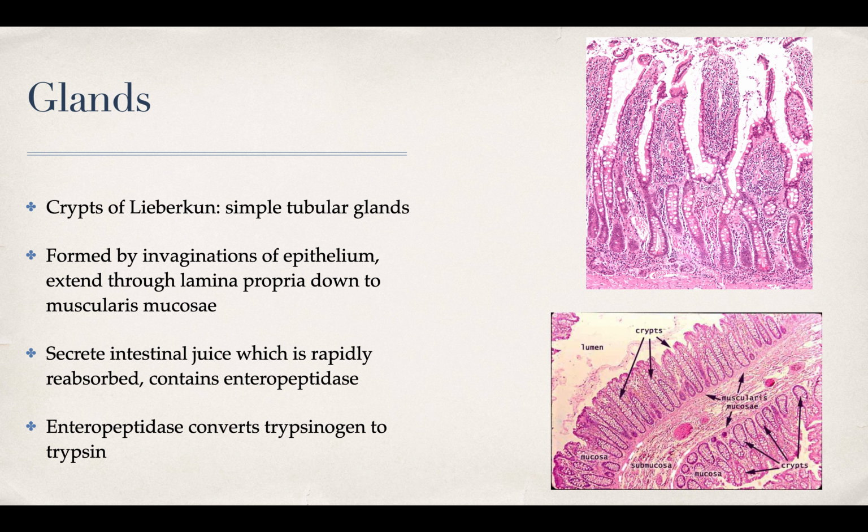So the crypts of Lieberkühn are the simple tubular glands. As you can see here, they're tubular, they just kind of jut upwards. And they're formed by invagination of epithelium. And the lamina propria grows down to meet the muscularis mucosa. And those will secrete intestinal juice, which is rapidly reabsorbed. And it contains enteropeptidase, which will convert the trypsinogen to trypsin. So you can see here, here's the crypts. So they'll just empty directly into the lumen.